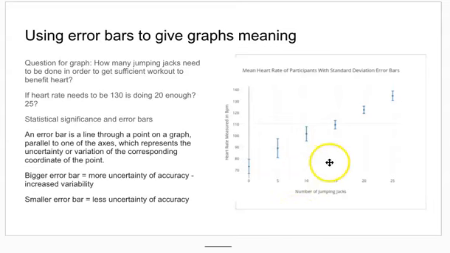If we go between 10 and 15, notice these bars overlap. There's not a statistical difference between doing 15 and doing 10 because these bars overlap. Now, is there a statistical difference between doing 20 and 15? Yes, there is. These bars don't overlap, so their heart rate will go significantly higher doing 20 than doing 15. Okay? And it's significantly higher between 25 and 20. The bars do not overlap.